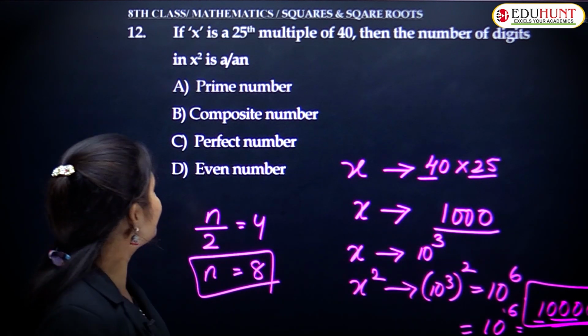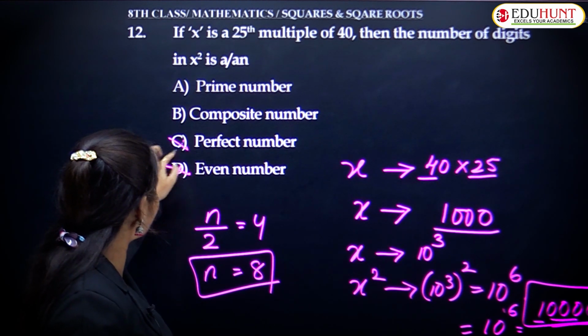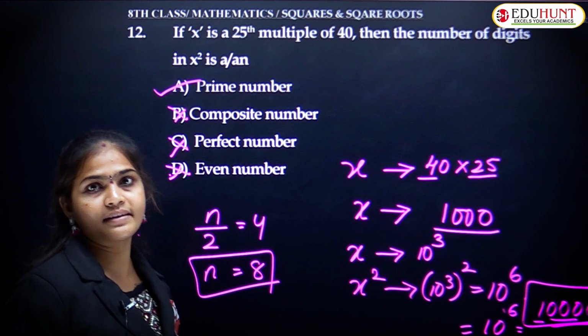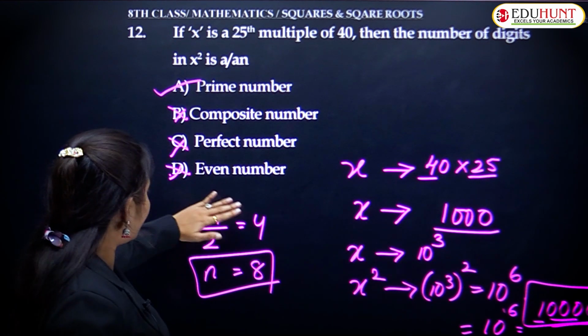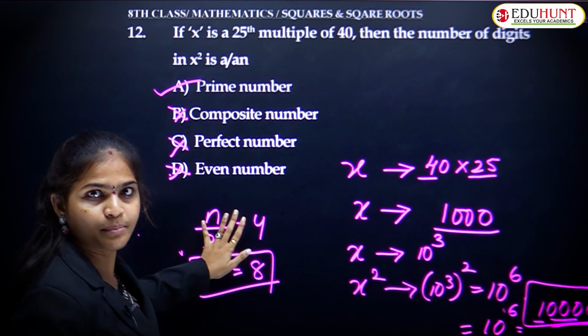So 7 is which type of number? Is 7 an even number? No. Is 7 a perfect number? No. Is 7 a composite number? No. 7 is a prime number. Understand? So if you use the other condition, then you will get it as an even number or composite number.